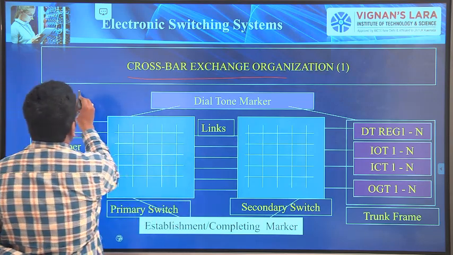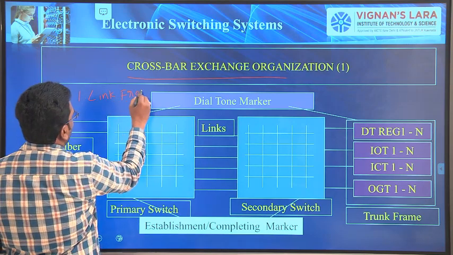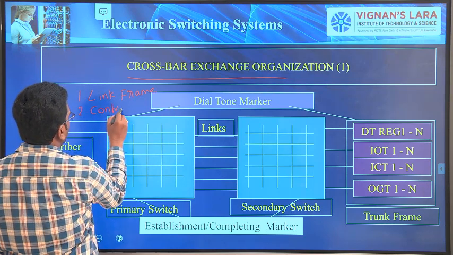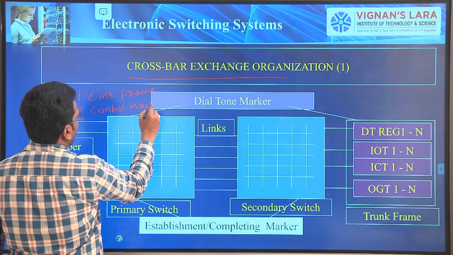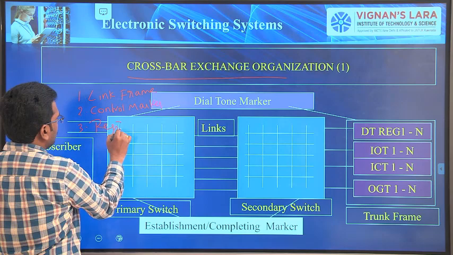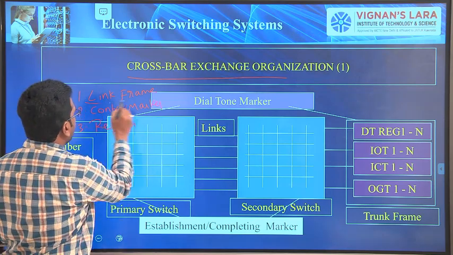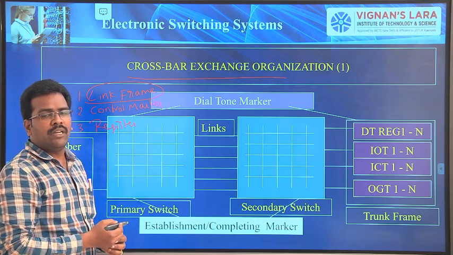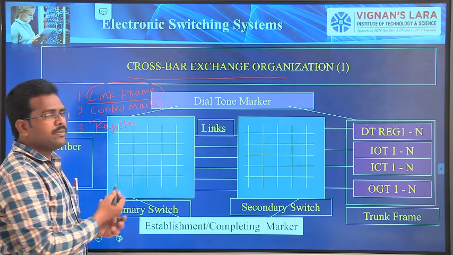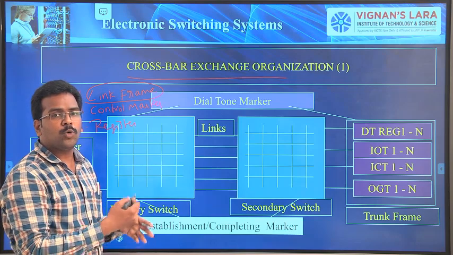One is called a link frame, second one is control marker, and the third one is registers. Okay, coming to link frames. A link frame consists of an array of cross points which are arranged in two stages.